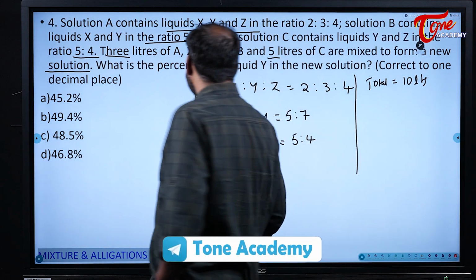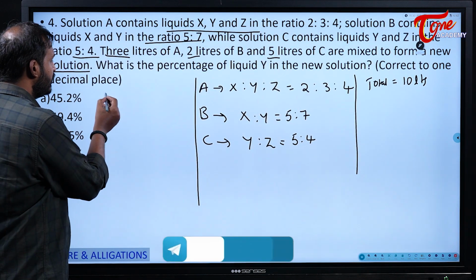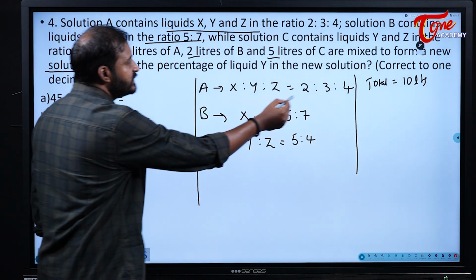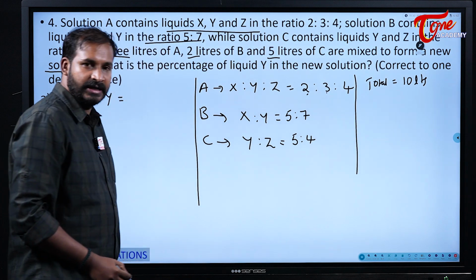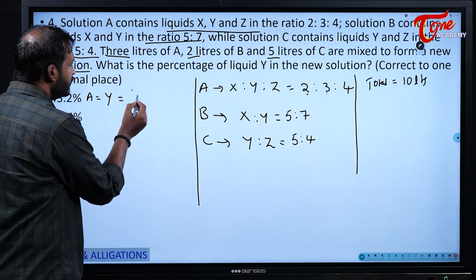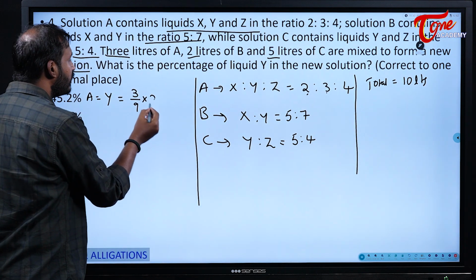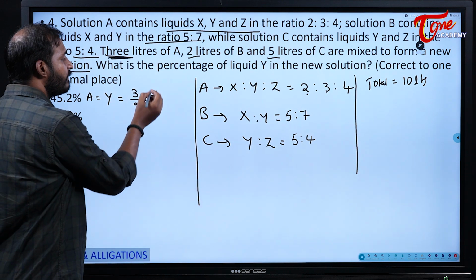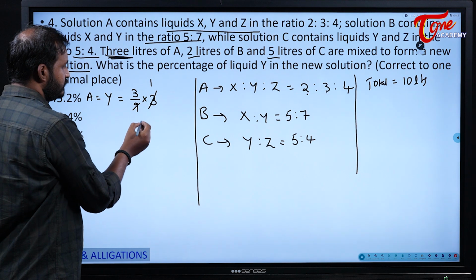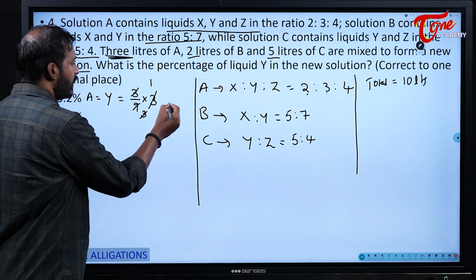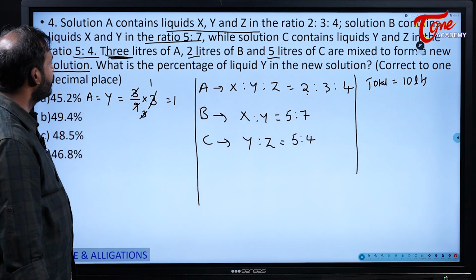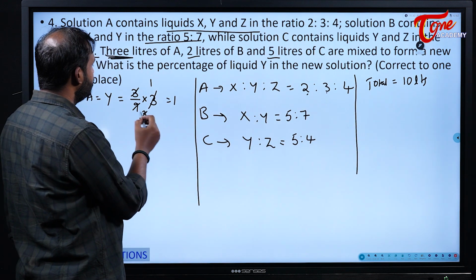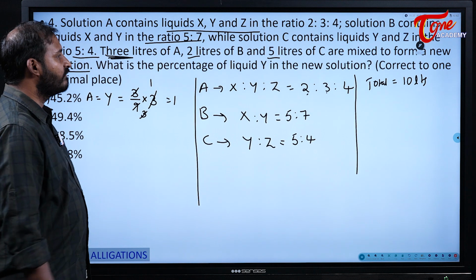So from the first one, tell me what is the Y quantity in my A. Y is 3 parts out of a total of 9 parts. So 3 by 9 into 3. Why? Because we are taking 3 liters of A. So 3 by 9 times 3, I will get here 1 liter of Y.